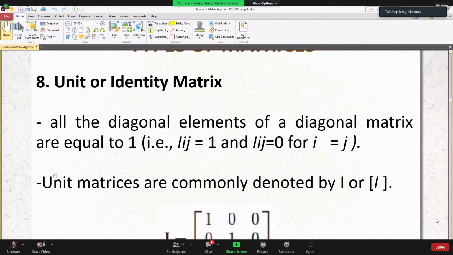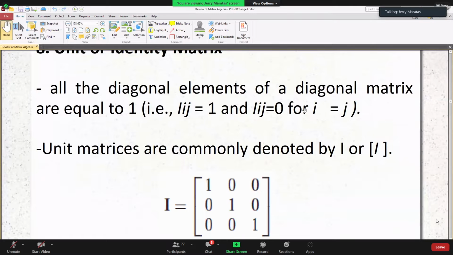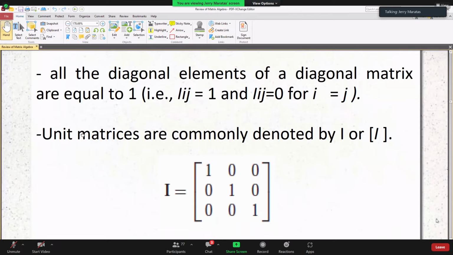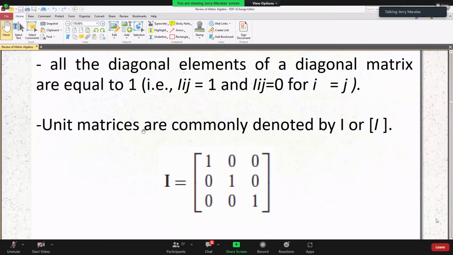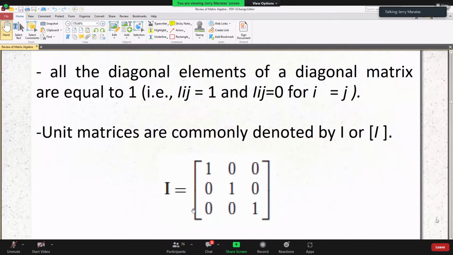Then we have another type, the unit or identity matrix. All the diagonal elements are equal to 1. The rest are 0. So unit matrices are commonly denoted by this one, I, or we have this symbol. So this is an example of an identity matrix, or sometimes termed as a unit matrix.